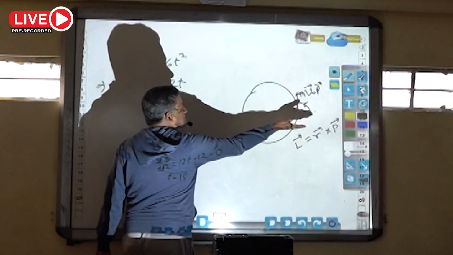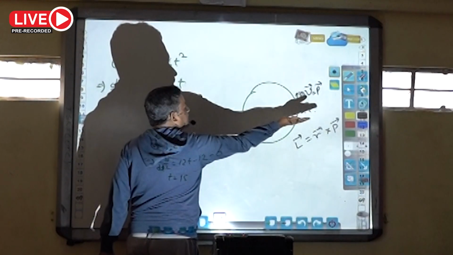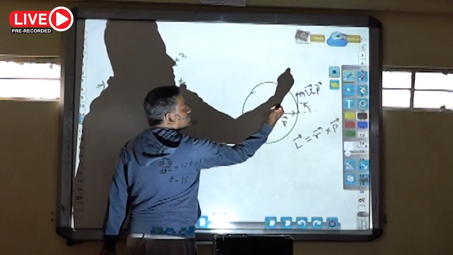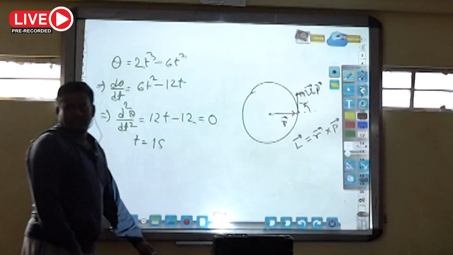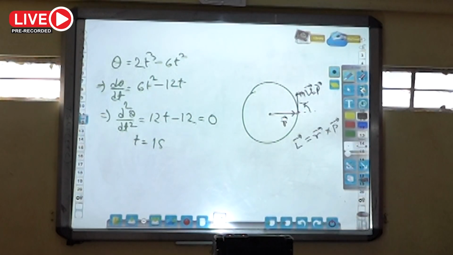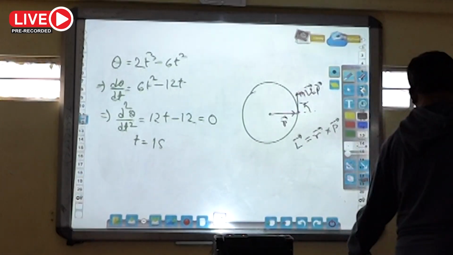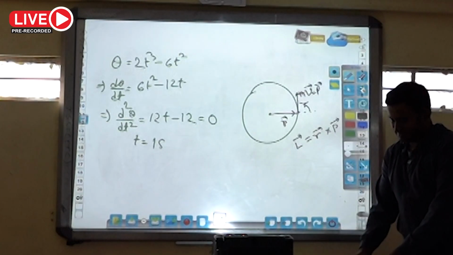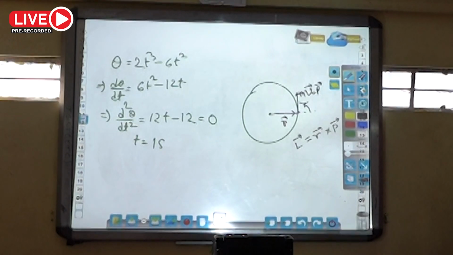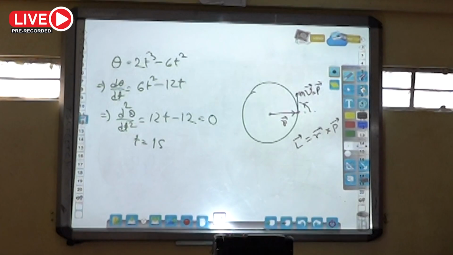So r is there, p is there, suppose x, y, then this L will be directed along the z axis. So it will be perpendicular to the plane of rotation, not towards the center or along the radius. Can we say that all axial vectors act along the axis of rotation? Torque similarly is an axial vector.